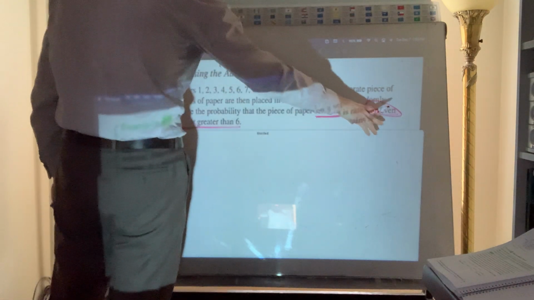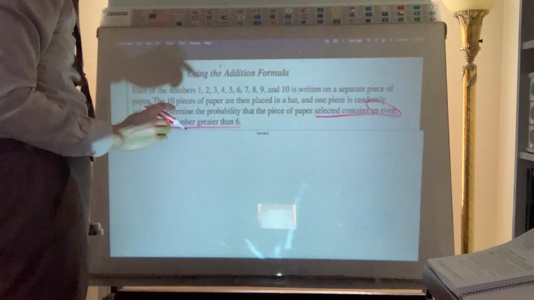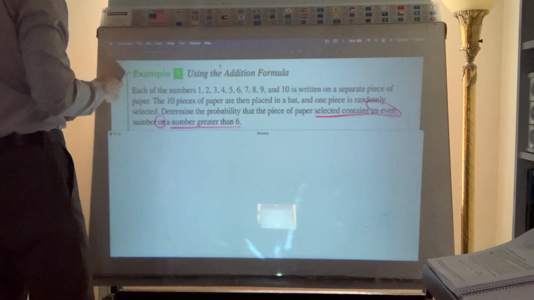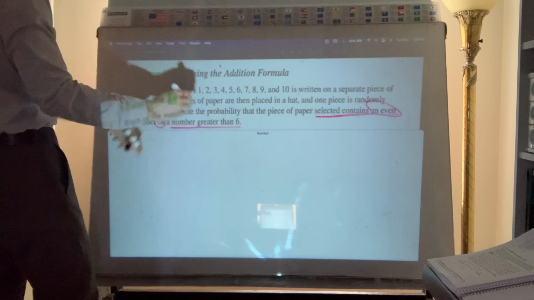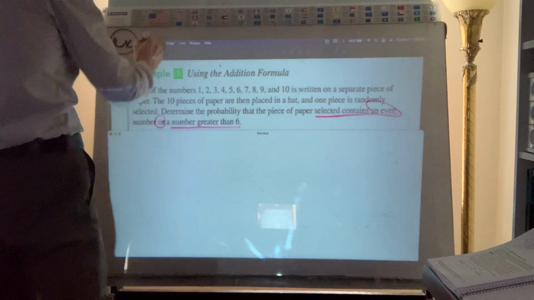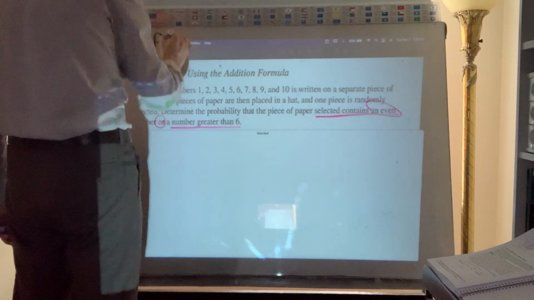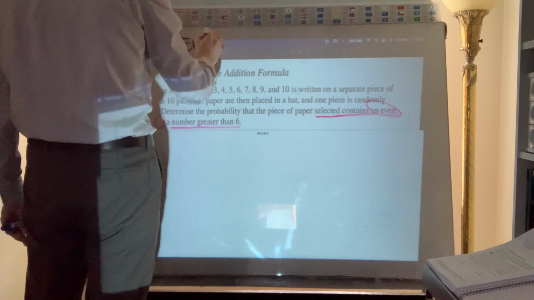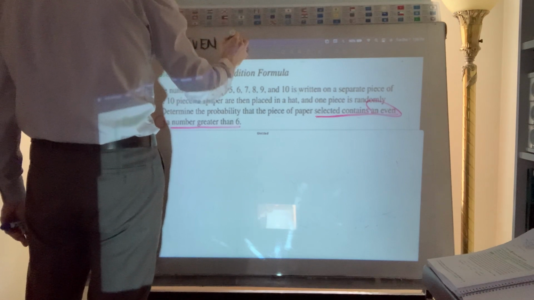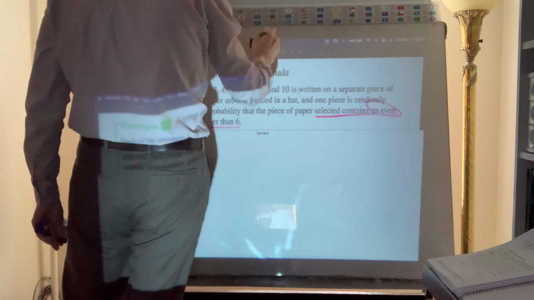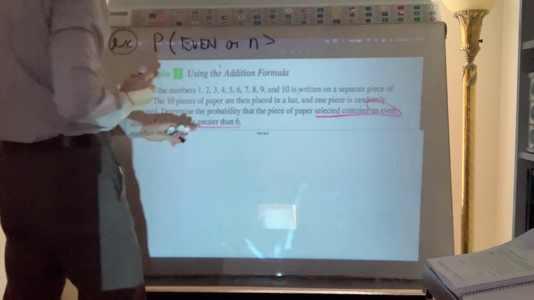Anyhow, so we're talking about a card. I'm going to write this in black because it'll probably be a little easy to see. To reiterate, it is essentially a question of, what is the probability of an even or a number greater than 6?